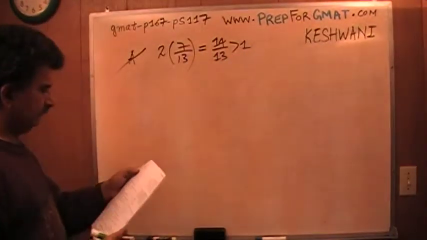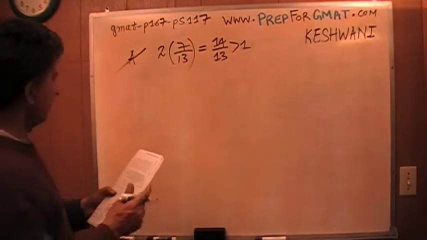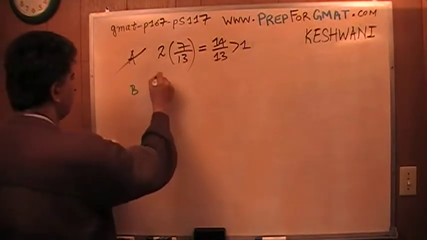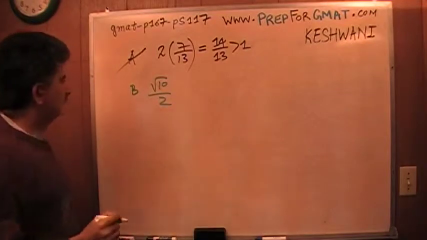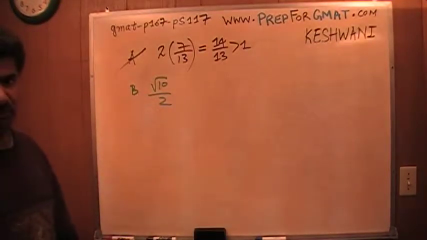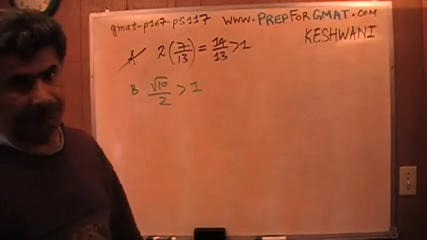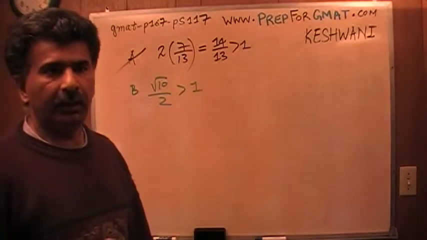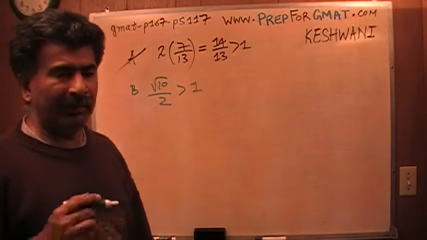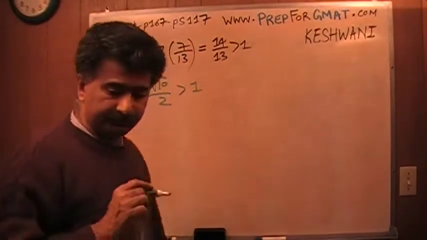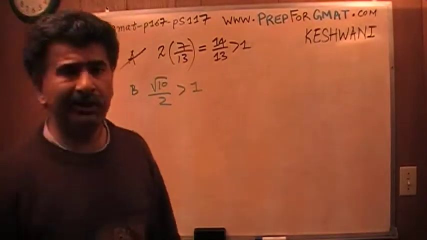B says root 10 over 2. As long as you know that root 10 is more than 2, then this has to be more than 1. How much is root 10? You see, that's a trick question. How much is root 10? And you might wonder, why is this guy asking the question? No, I'm asking you this question in the context of the exam.